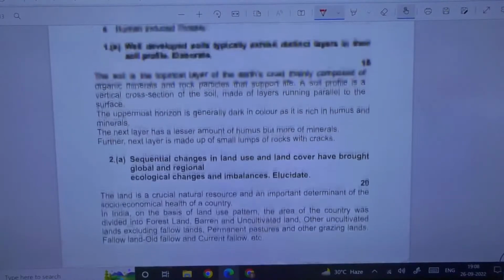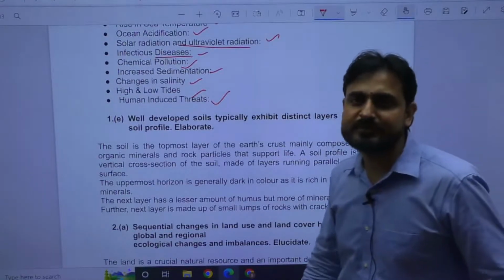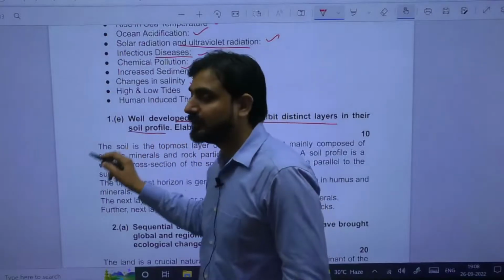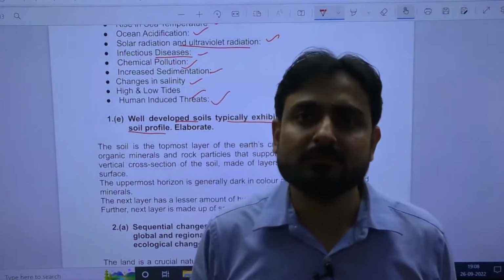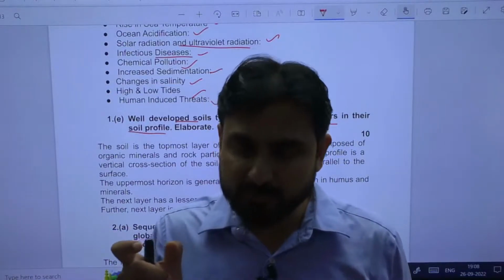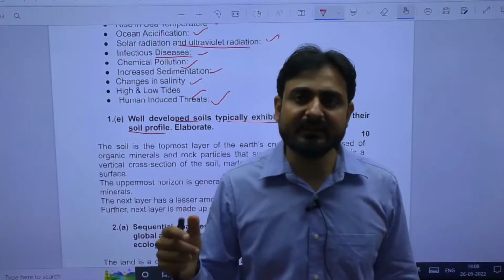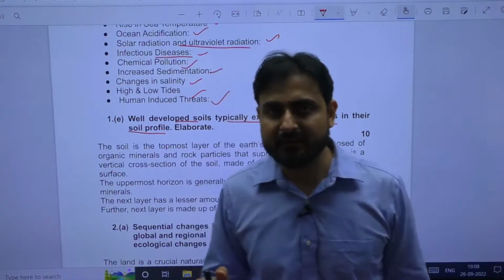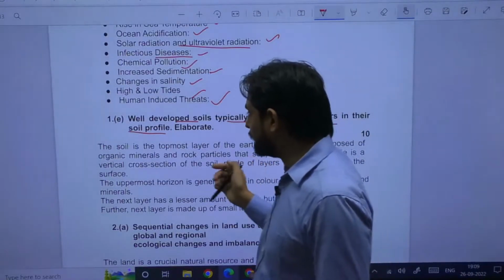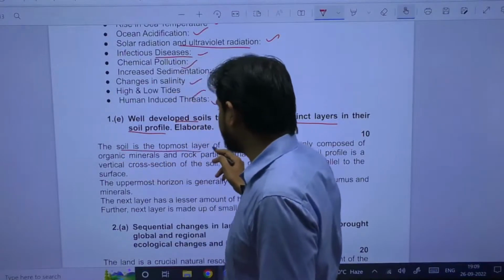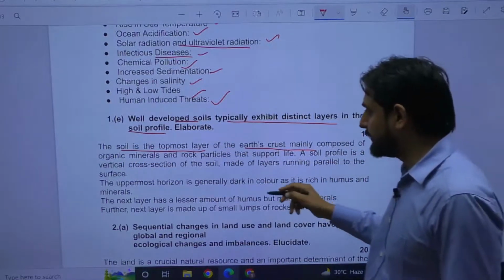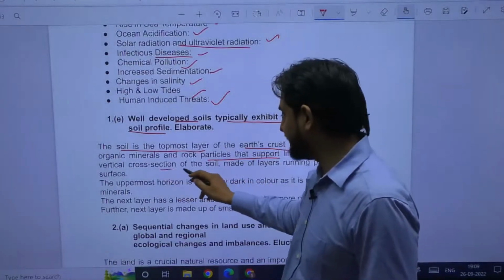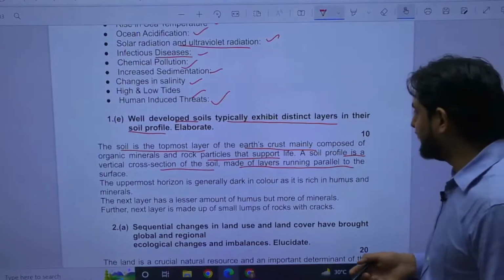Now first E, the last section of the first question. Well developed soil typically exhibits distinct layers in its soil profile. If you notice soil texture, soil profile, different horizons A, B, C, D, E, H, O, etc., they are very clearly defined, clearly segregated into different layers. So here, about soil profile, you can give the introduction. The soil is the topmost layer of the earth's crust, mainly composed of organic matter, minerals and rock particles, which support life. A soil profile is a vertical cross section of the soil made up of layers running parallel to the surface.